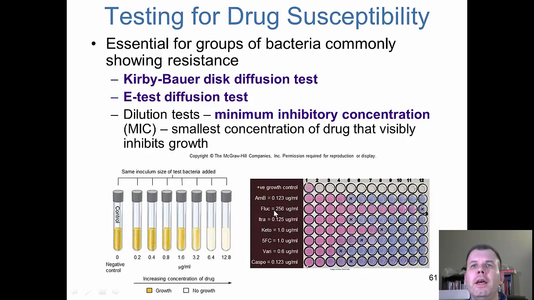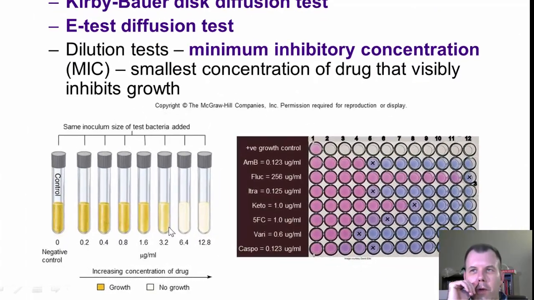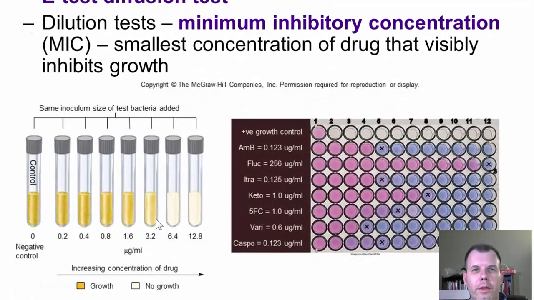And then finally, these dilution tests work very similar. And again, it's like what we've talked about before with the different thermal death points. You set up a series of tubes, you arrange the concentration, and you look at the minimum concentration at which you don't get any growth. Okay, that kills the bacteria.